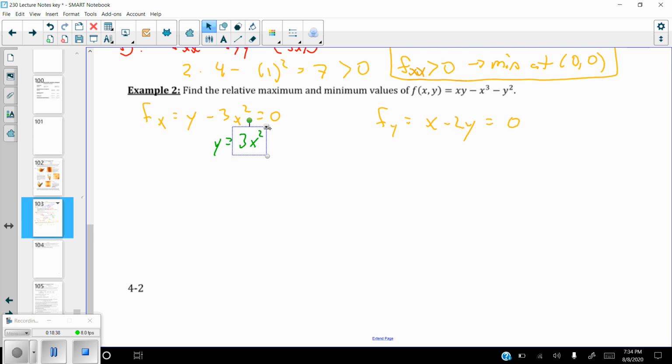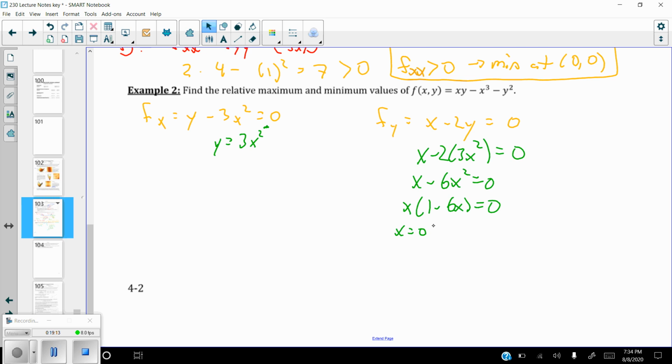Okay, maybe that box will eventually go away. I'm going to take the 3x squared and plug it into the y in the other side, so we're going to get x minus 2 times 3x squared equals 0. So that's going to give me x minus 6x squared equals 0. I can factor an x out of that, and we get x times (1 minus 6x) equals 0. So here I'm actually going to have two different critical values. I'm going to get x equals 0, and in the second one, I'm going to get x equals 1/6.